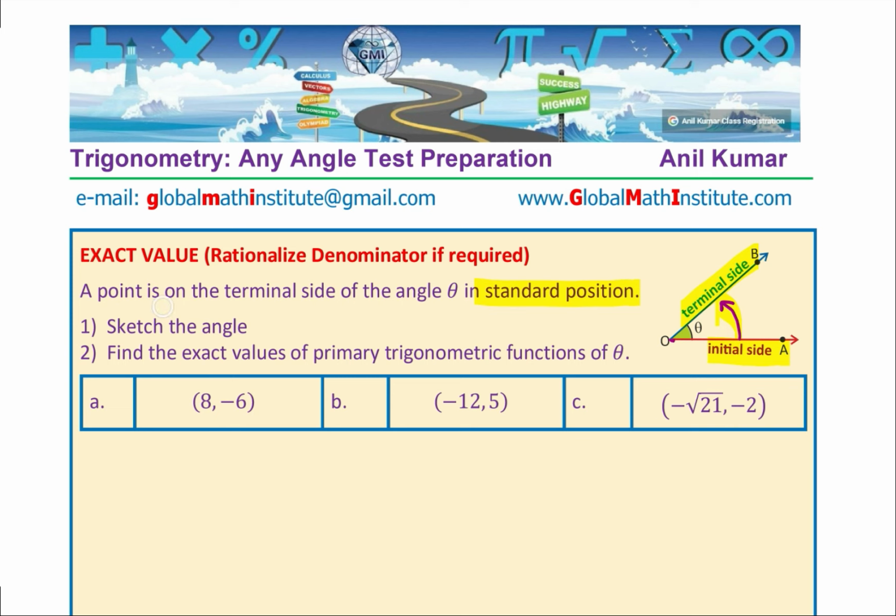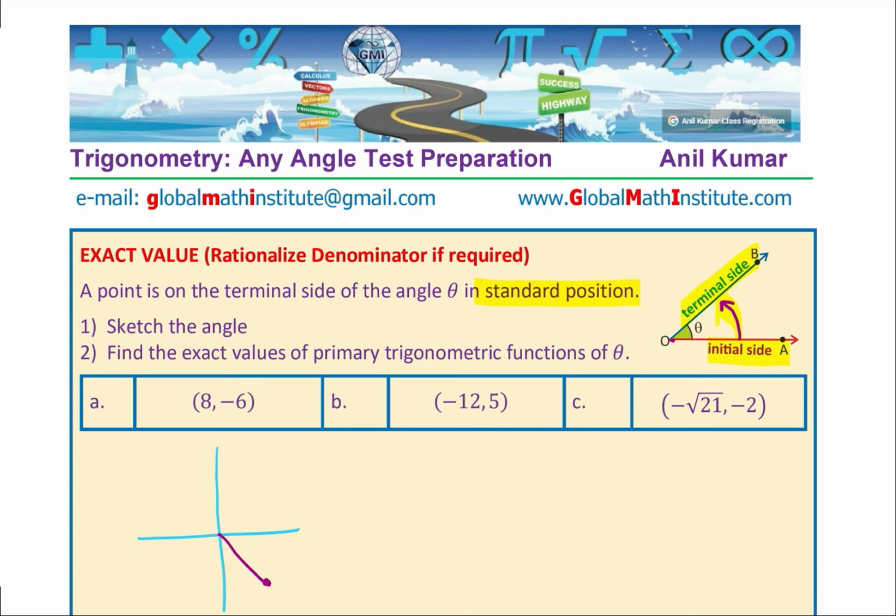So the question is, the point is on the terminal side of the angle theta in standard position. Sketch the angle. Find the exact value of the primary trigonometric ratios of theta. For example, the very first one, which is (8, -6). It means the y value is negative, the x value is positive. That means you are somewhere here in quadrant 4, right?